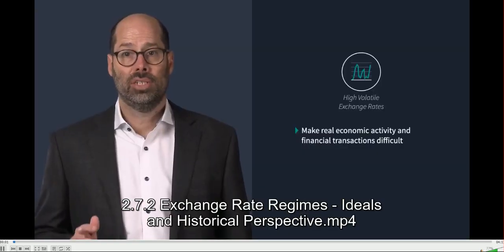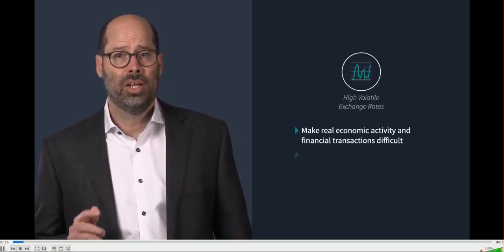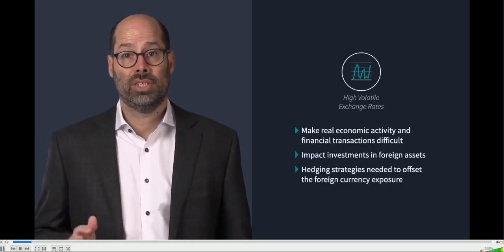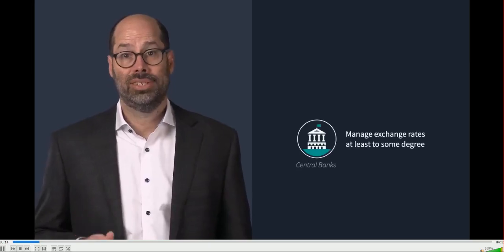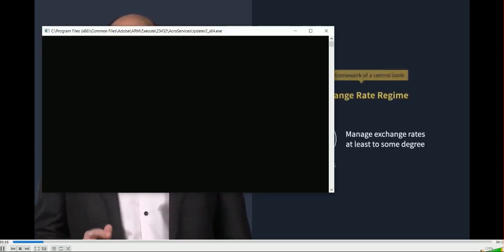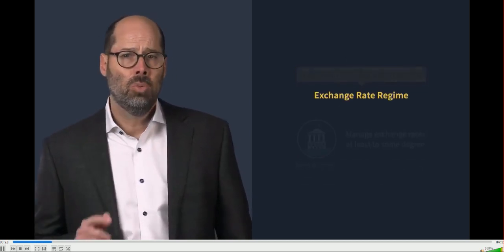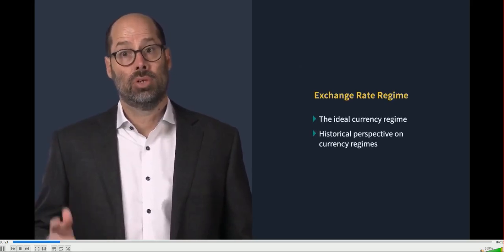Highly volatile exchange rates make real economic activity and financial transactions difficult, and they also impact investments in foreign assets and hedging strategies needed to offset the foreign currency exposure. Central banks manage exchange rates, at least to some degree. We call the policy framework of a central bank the exchange rate regime. We'll first talk about the ideal currency regime, then we'll discuss some actual currency regimes.